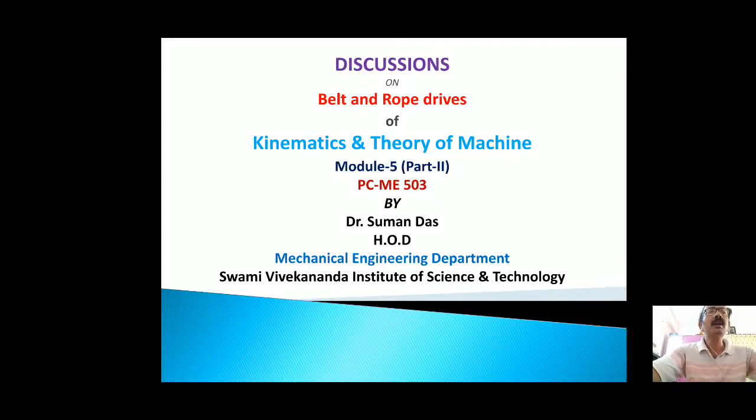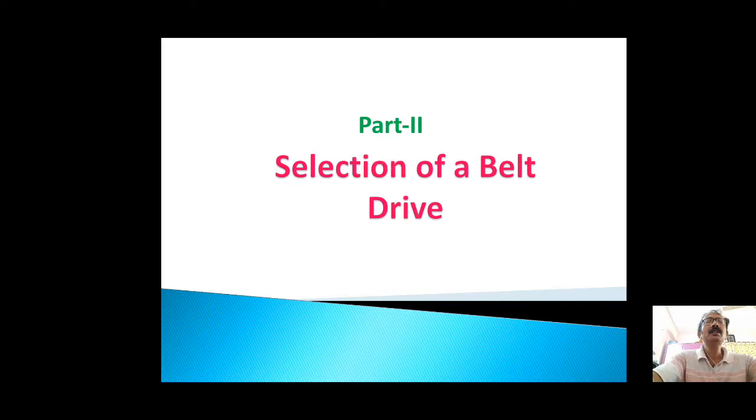This is on belt and rope drives, that is Kinematics and Theory of Machines, Module 5, Part 2, PCME 503. That is selection of belt drives. Today we will discuss the selection of belt drives.